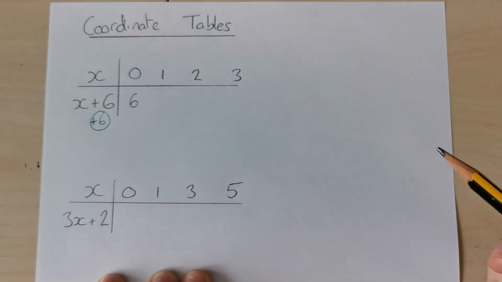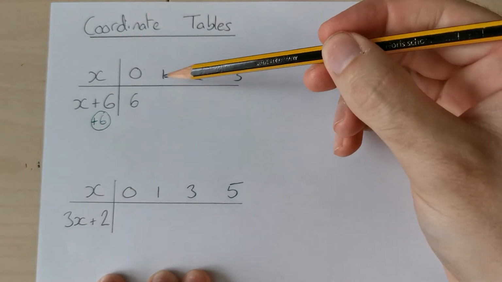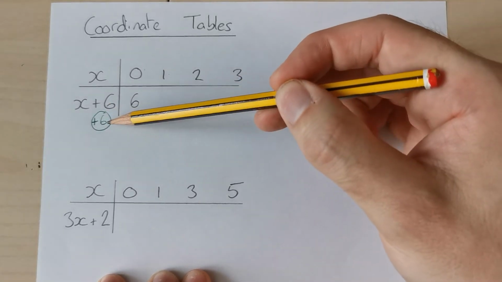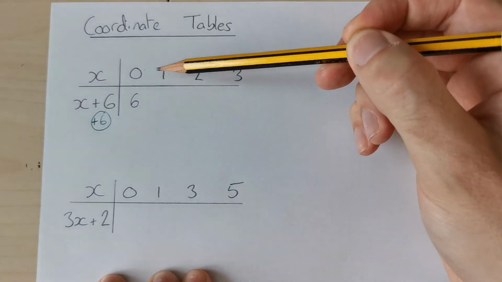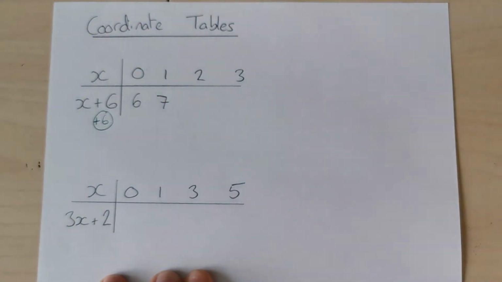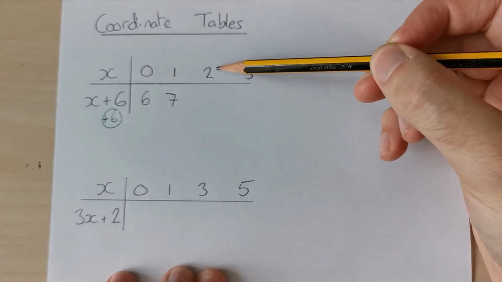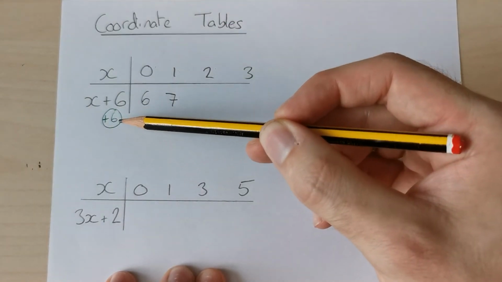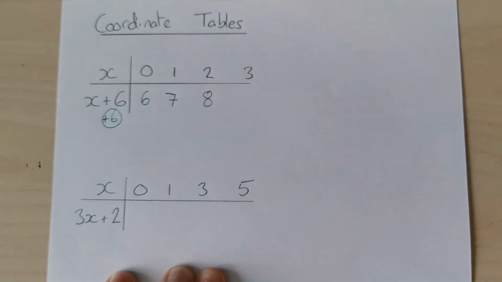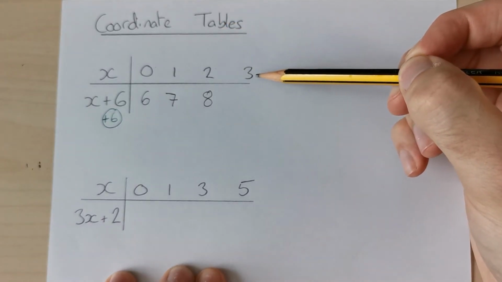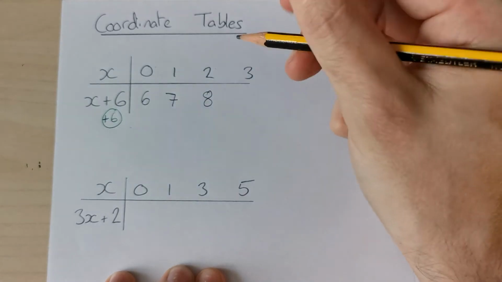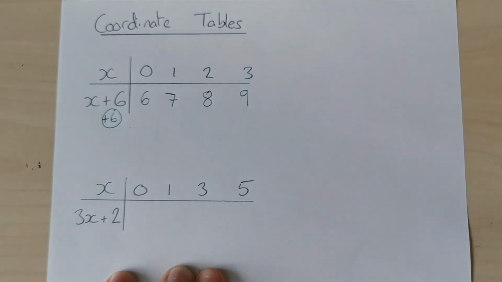So that gives us our first answer of simply 6. We move on to our next value of x, so when x is equal to 1, following our rule of add 6, 1 add 6 will give us 7. Moving quickly on to the next one, looking at 2, when x is equal to 2, add 6 would give us a value of 8. Our next value of x is 3, so using our rule of add 6, 3 add 6, which is equal to 9.